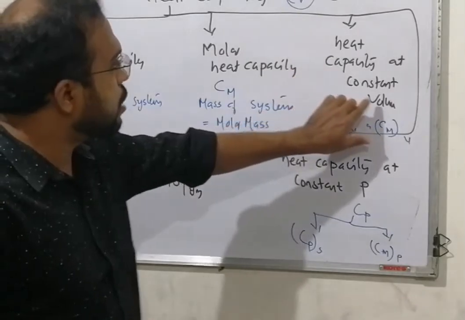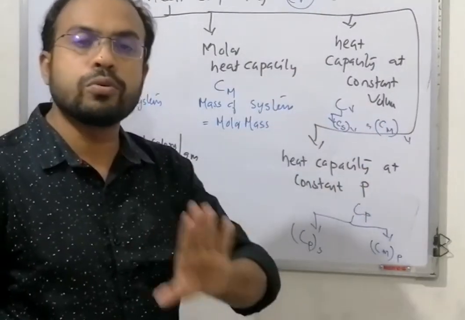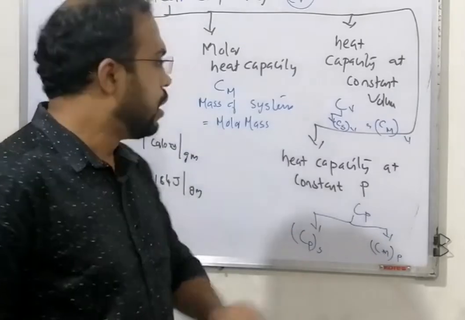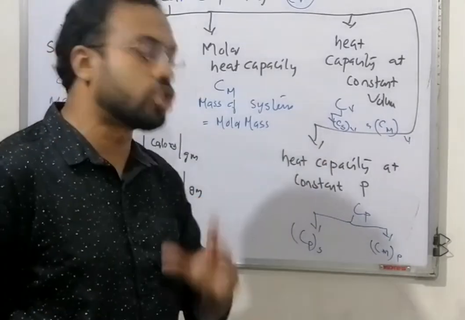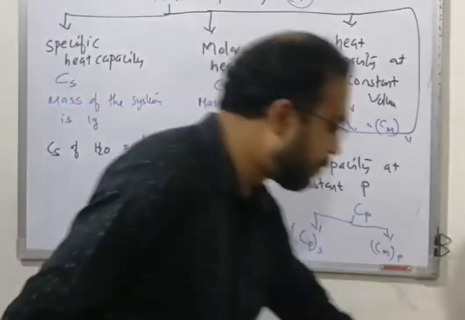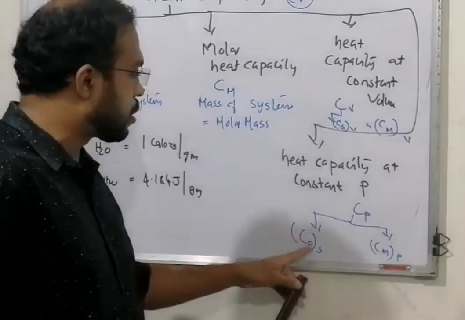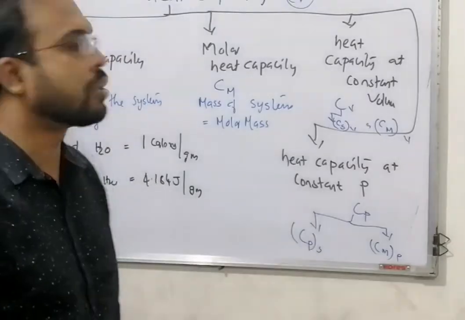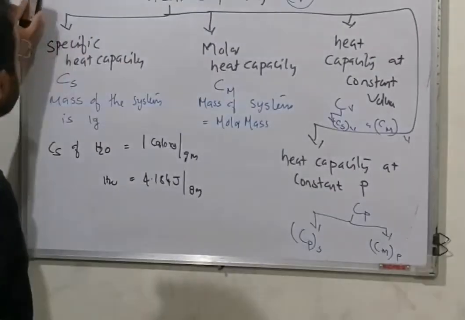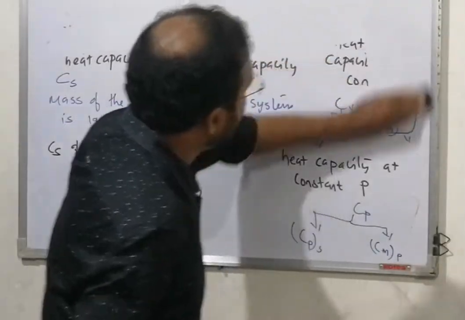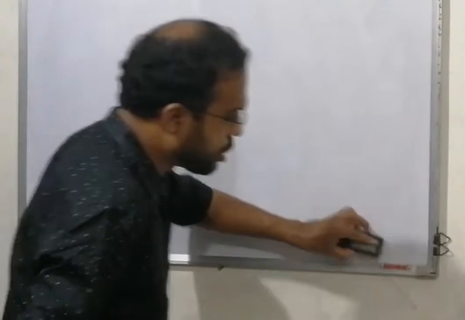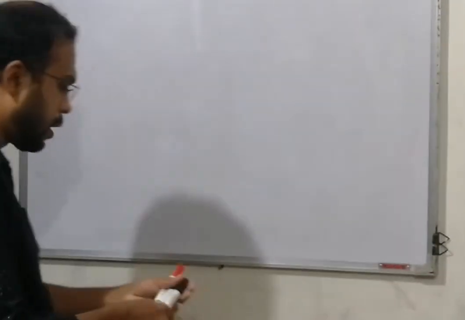What is heat capacity at constant volume? You measure the heat capacity when the system is kept at constant volume. Here the system is kept at constant pressure. Therefore, specific heat capacity can be at constant pressure, or molar heat capacity can also be at constant pressure. Now, calculation of Q, that is very important. How do you calculate the Q?